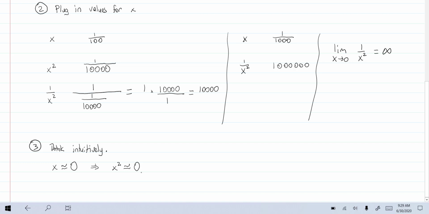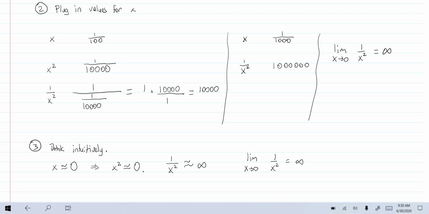And then thinking about what happens when we divide 1 by something really close to 0. And so when we divide 1 by something really close to 0, we sort of know that it's just going to blow up and get really big. And hence you would make the same conclusion that the limit as x approaches 0 of 1 over x squared is infinity.